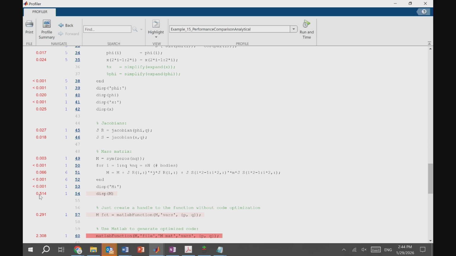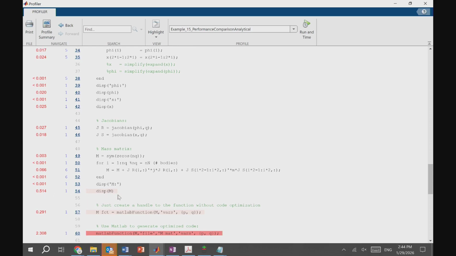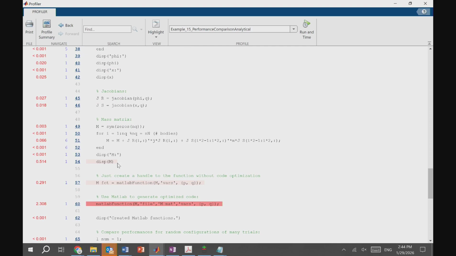None of this is really expensive, but then you spend half a second just to write out your mass matrix. That always gets me, that this is the slowest bit of your code. And I had this in cases where I had a lot of debugging information, and I disabled it and my code ran 10 times as quick.